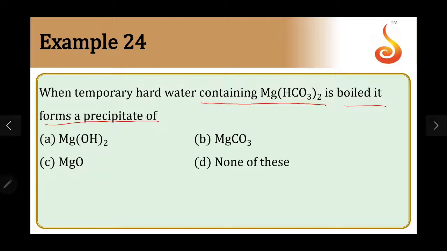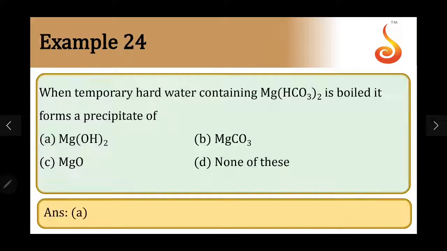Magnesium carbonate is more soluble compared to magnesium hydroxide. So, magnesium hydroxide is precipitated, not magnesium carbonate. But calcium bicarbonate, when you heat, it converts into calcium carbonate. So, answer should be A in this particular question, not magnesium carbonate.